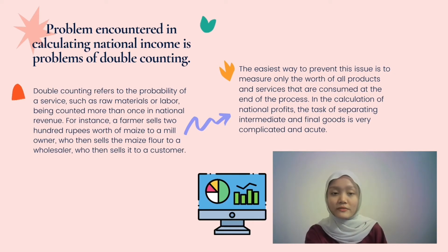The easiest way to prevent this issue is to measure only the worth of all products and services that are consumed at the end of the process. In the calculation of national profits, the task of separating intermediate and final goods is very complicated and acute.